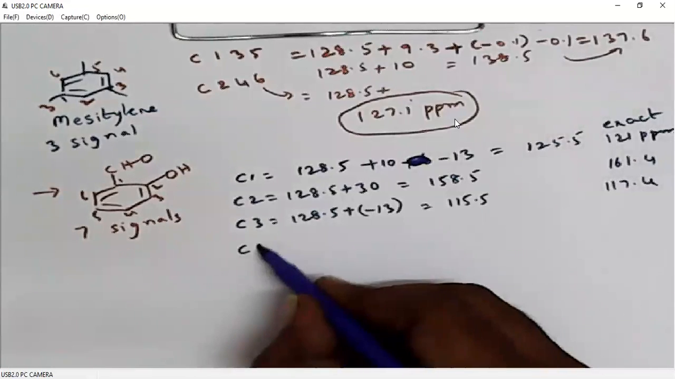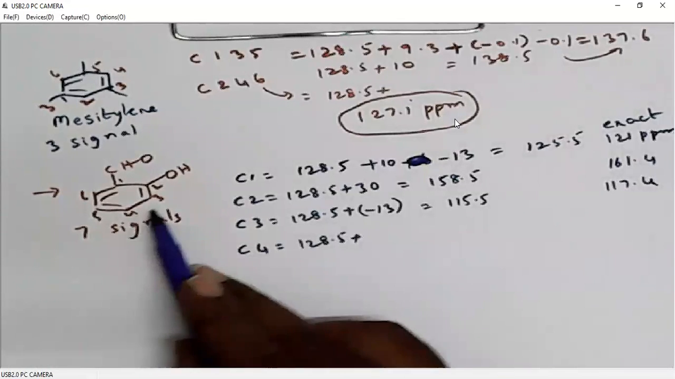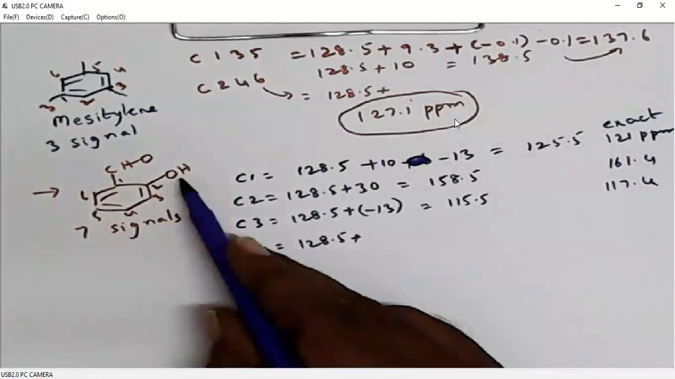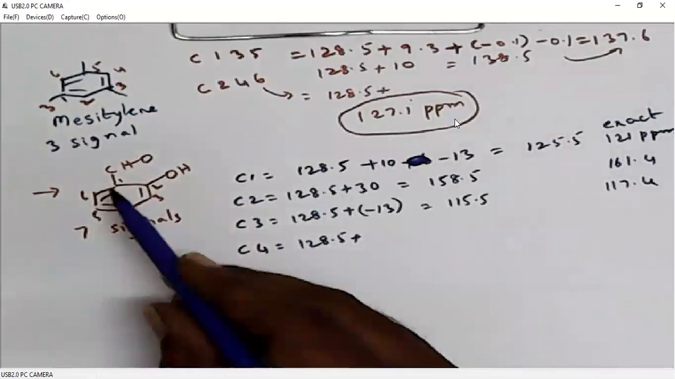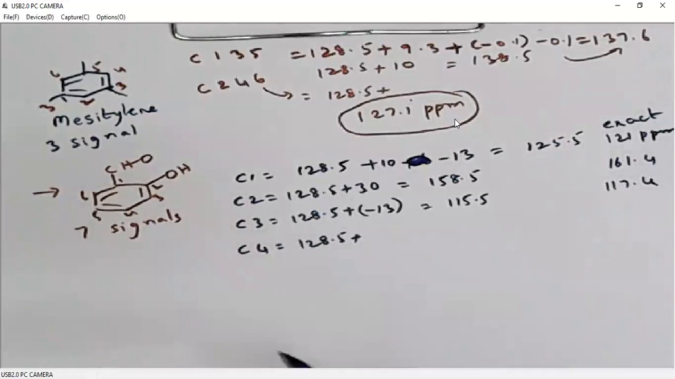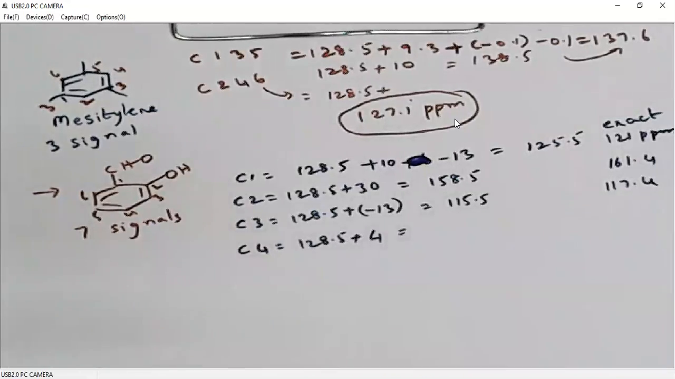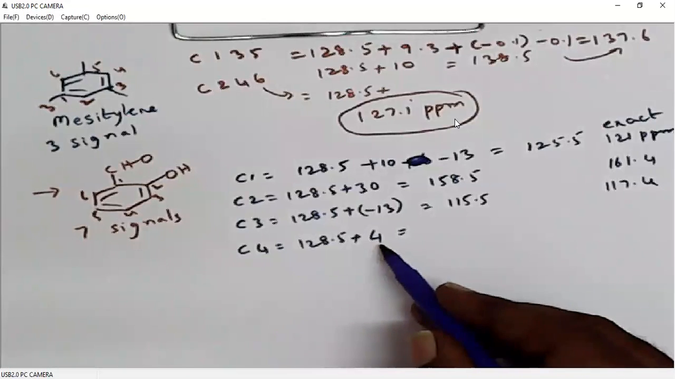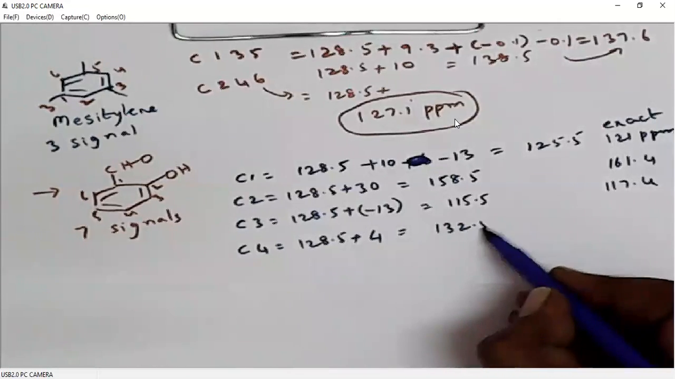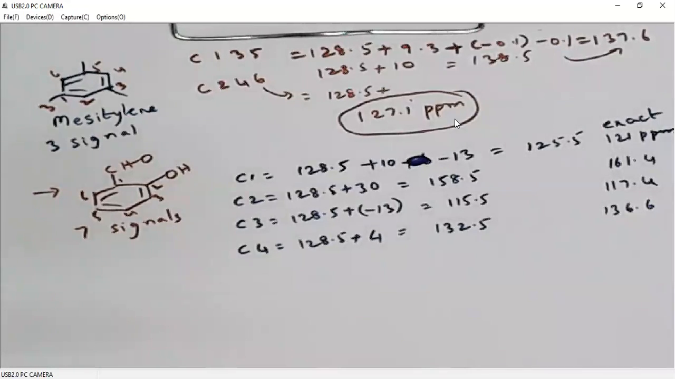Now we will calculate it for C4. C4 base value 128.5. We don't have any substituent alpha or ortho. Hydroxy is at meta, so just ignore the meta. Then aldehyde is at para position. When we have aldehyde at para position, add 4. Remember carbonyl, we will add 4. For aldehyde, if you remember 6, it is fine. If you don't remember, for all carbonyls, just add 4 for para position. So 132.5 and exact value is 136.6. Don't worry about these deviations, they are almost similar.